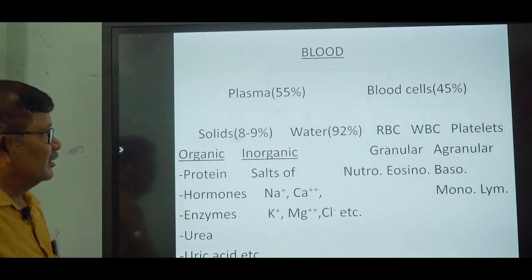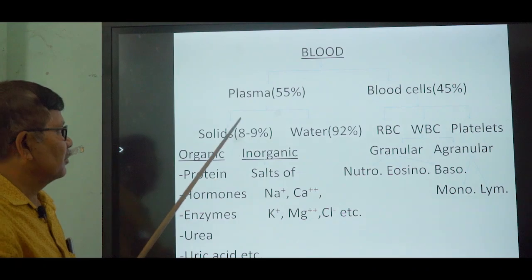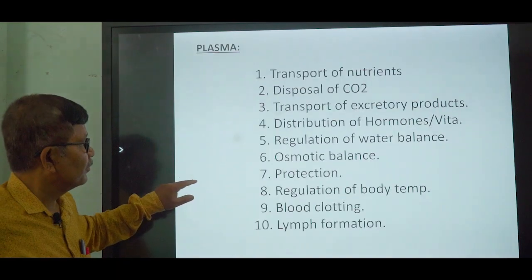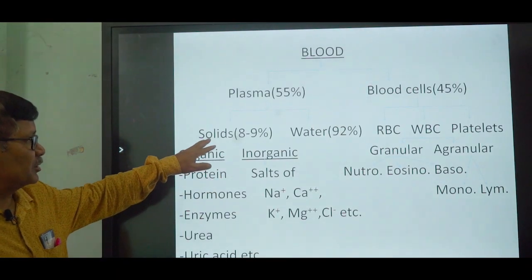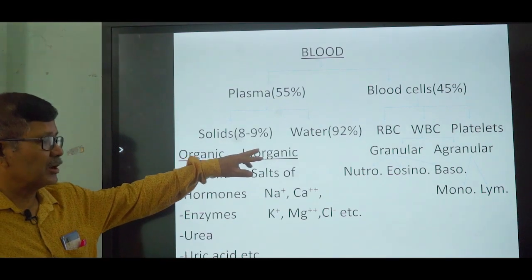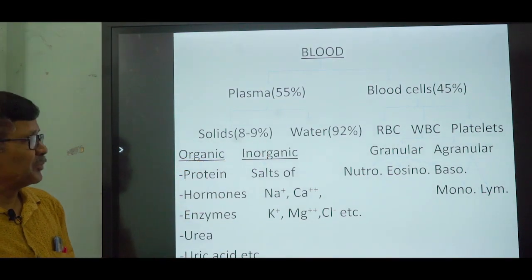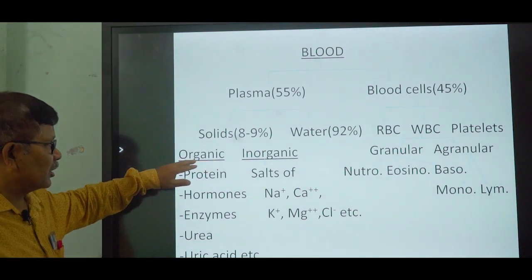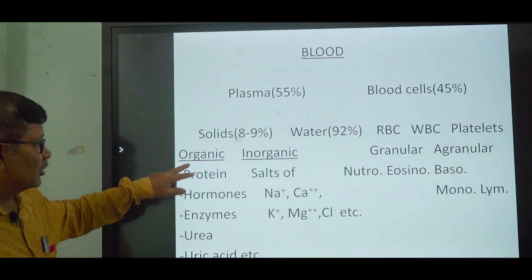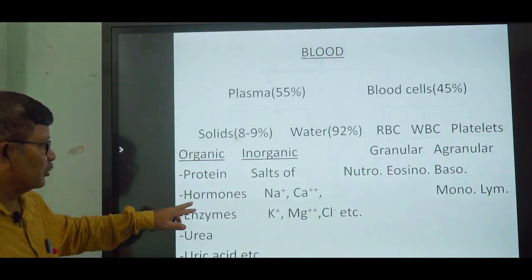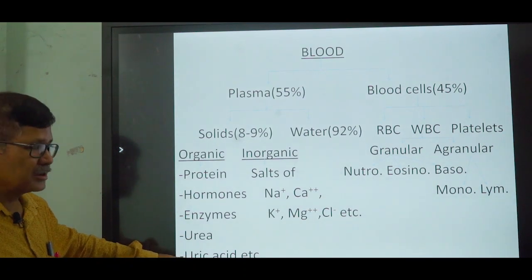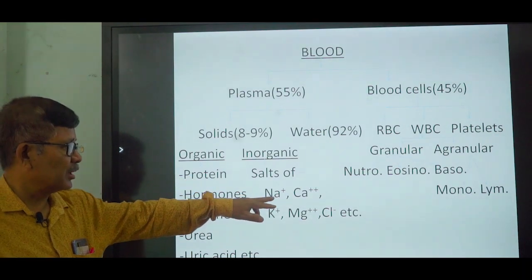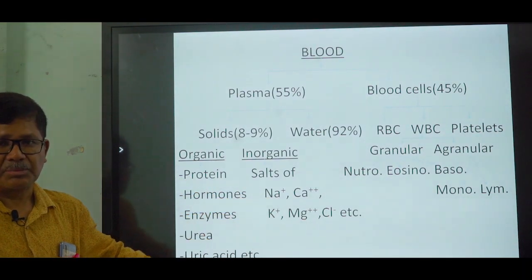Now again, the composition. The plasma part consists of again two parts: solid parts, which occupy 8 to 9%, and water, 91 to 92%. The solid parts are again composed of organic substance and inorganic substance. Organic substance is protein, hormones, enzymes, urea, uric acid, creatinine, etc. And inorganic is the salts of sodium, calcium, potassium, magnesium, chloride, etc.